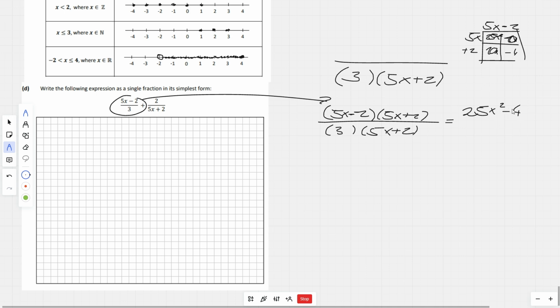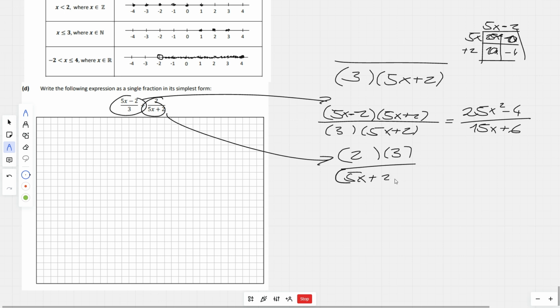And then at the end, I'll have minus 4 all over 3 by 5x, which is 15x, and 3 by 2, which is 6. And then this here is going to change to 2 by 3 by 5x plus 2 by 3. So the order in which you're multiplying doesn't really matter. So this will be 6 over 15x plus 6. So now I can change all of these and I can say 25x squared minus 4 over 15x plus 6 plus 6 over 15x plus 6.